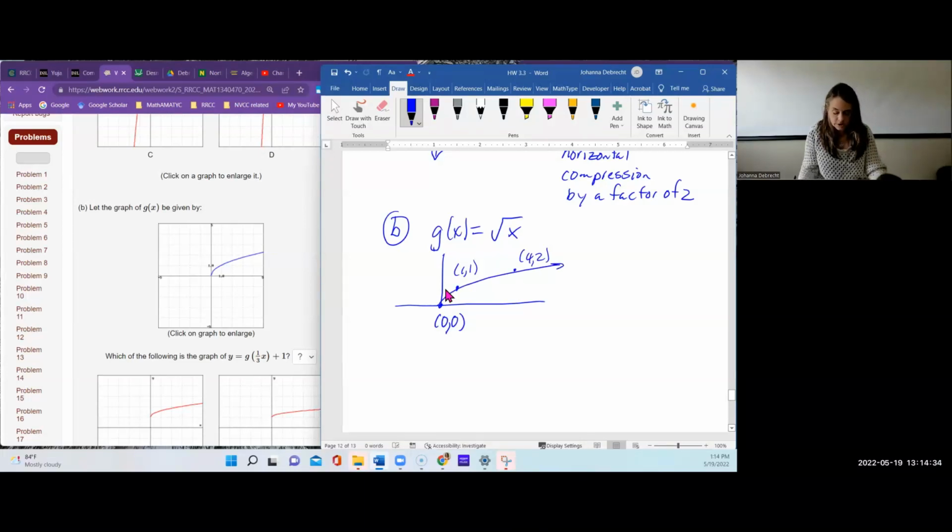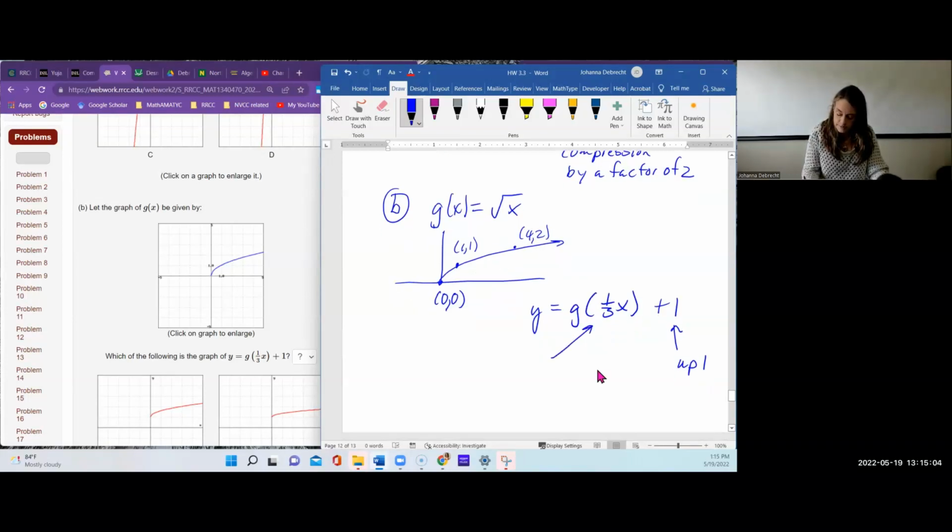That's our toolkit function. What happens when it gets transformed in such a way that we have g of 1/3 x plus 1? We know the plus 1 is outside, so this is a shift up 1. Then looking at the 1/3 x, it's multiplied by x, so it's a horizontal stretch or compression. It's less than 1, so I'd expect a compression, except it does the opposite for x always. So I get a horizontal stretch by a factor of 3. That means each x coordinate gets multiplied by 3.